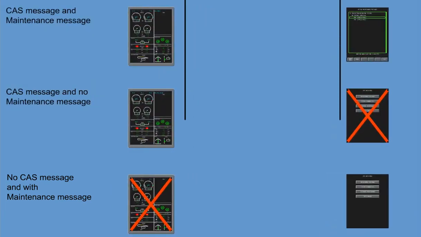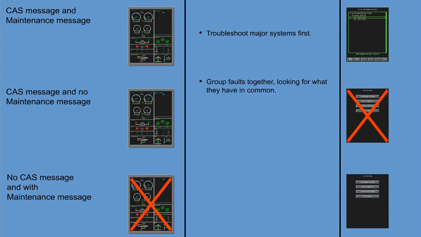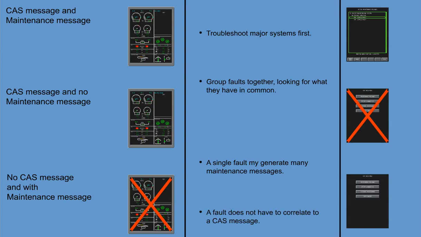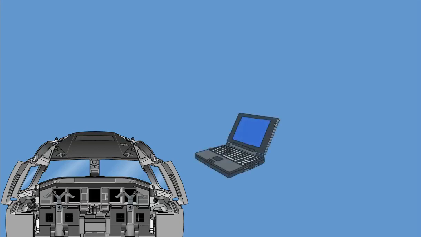When performing troubleshooting with the ADMS, always keep the following points in mind. Troubleshoot major systems first. Group faults together, looking for what they have in common. A single fault may generate many maintenance messages. A fault does not have to correlate to a CAS message. Take the following steps when troubleshooting with the ADMS.